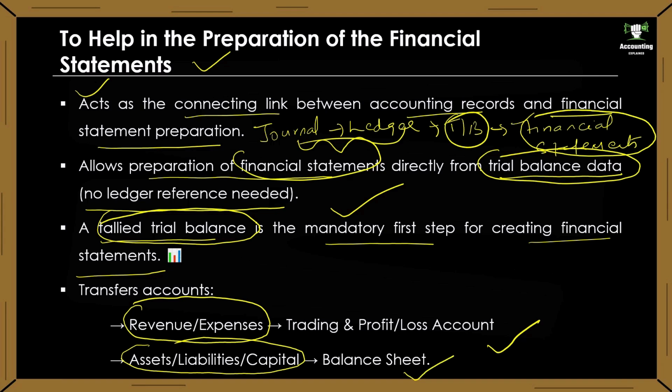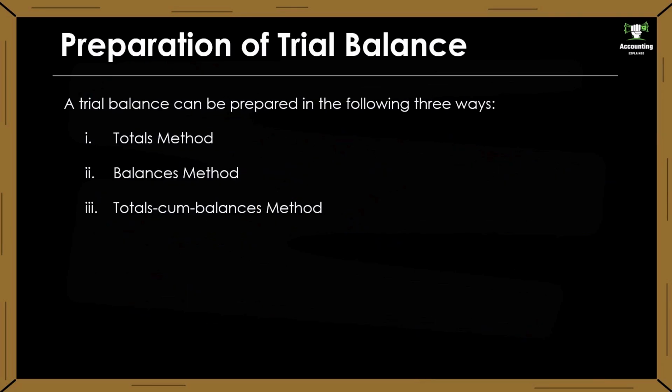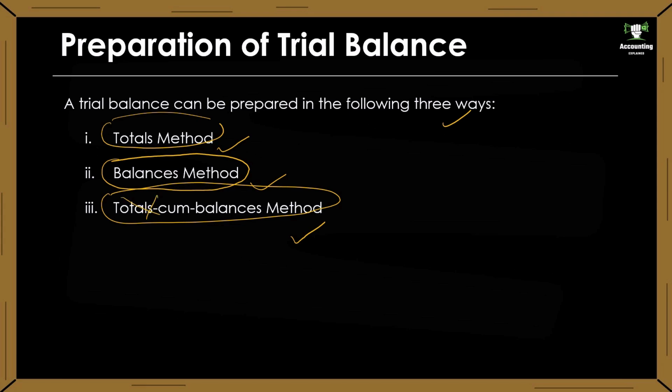A trial balance can be prepared in the following three ways. They are totals method, balances method, total cum balances method. But nowadays, we always use the balances method for preparing the trial balance. The other two methods are not at all used.